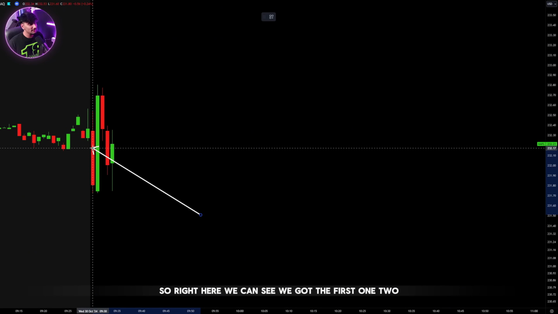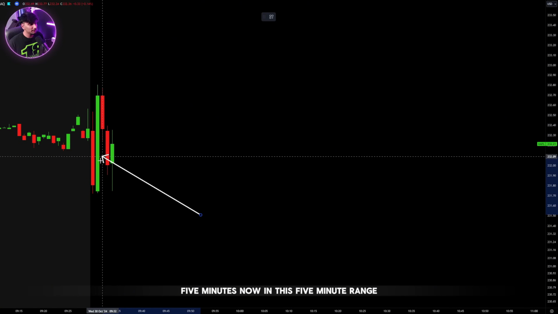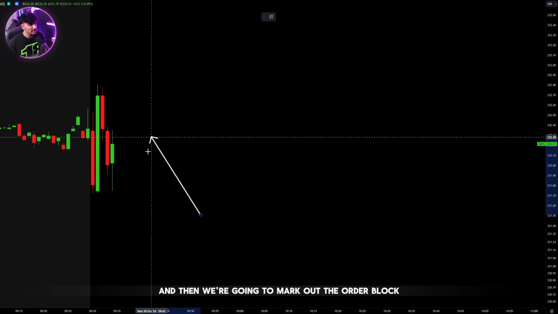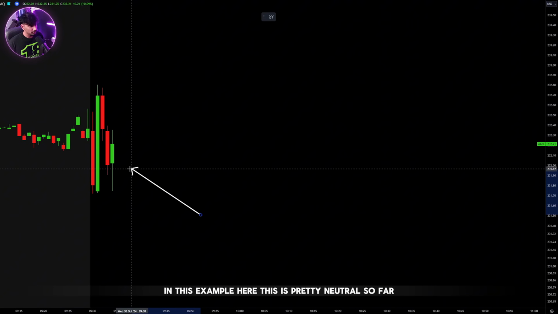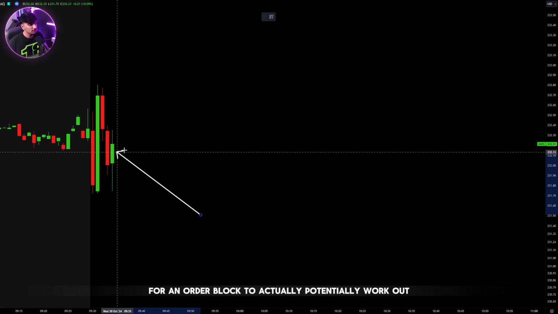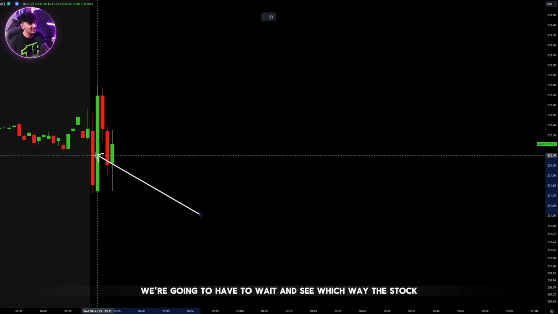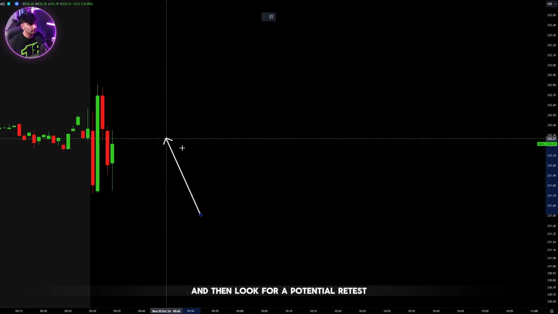So right here, we can see we got the first 1, 2, 3, 4, 5 minutes. Now in this 5-minute range, we want to mark out the high and low of the first 5 minutes, and then we're going to mark out the order block. In this example here, this is pretty neutral so far. Therefore, for an order block to actually potentially work out, we're going to have to wait and see which way this stock wants to end up breaking. So let's mark out the first 5-minute range and then look for a potential retest.